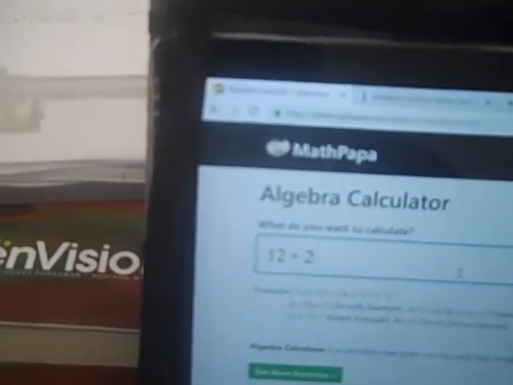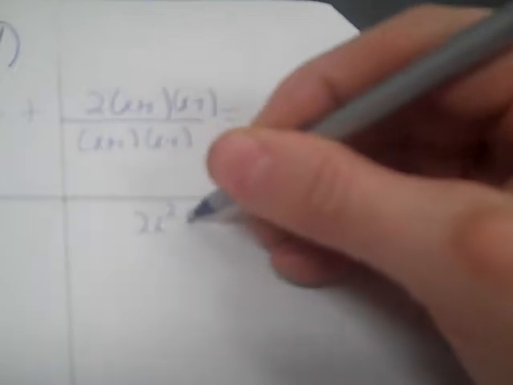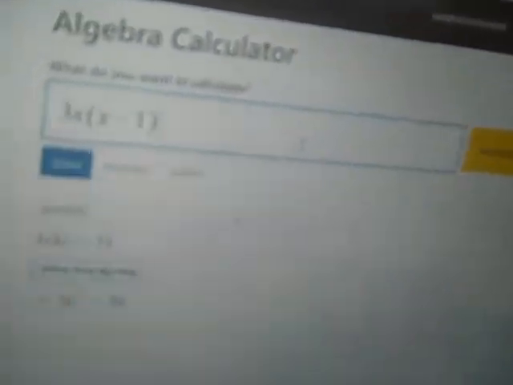Okay, definitely I want to use the math papa here. So I've got 12. And then I add 2, then parentheses x plus 1, parentheses x minus 1. So I get 2x to the second power plus 10. Okay, now on the other side, you're going to end up with 3x to the second power minus 3x. That's what you're going to end up with. Yep.